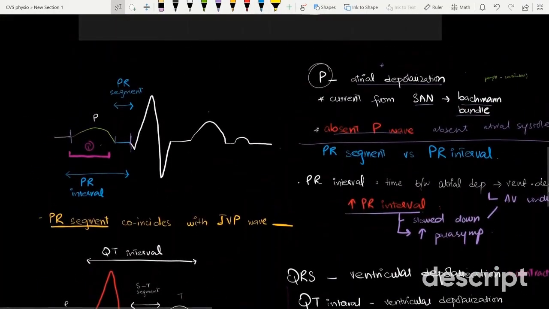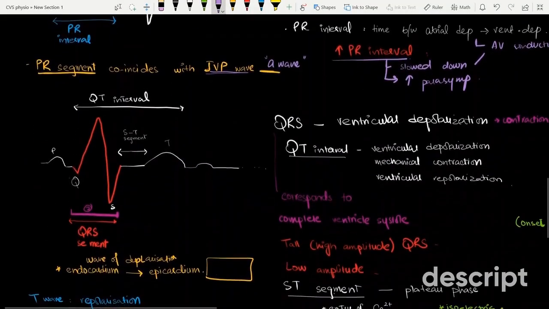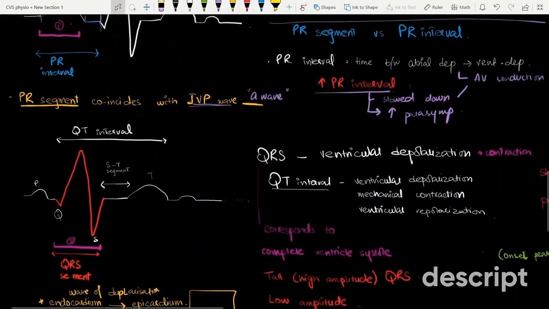Okay. So, the PR segment over here corresponds to which JVP wave segment? The answer is A wave. Now, if you want much further detail on JVP wave, you can watch my video on cardiac cycle and JVP. For now, let's move on to QRS.